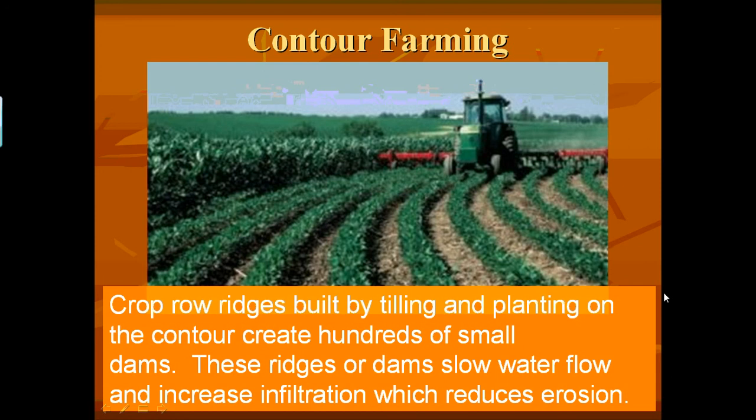So this farmer is going to plant his crops so that they curve with the curvature of the land or the contour of the land. We call that contour farming.